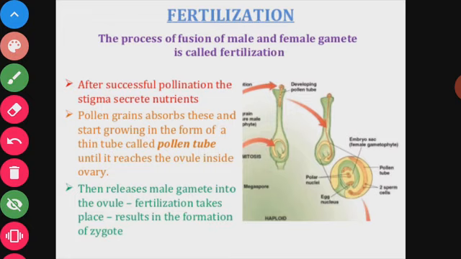After successful pollination, the stigma secretes nutrients. Pollen grains absorb these nutrients and start growing in the form of a thin tube. That tube is known as the pollen tube, and it grows until it reaches the ovule. Then it releases the male gamete into the ovule. Fertilization takes place, and this fertilization results in the formation of a zygote. This I have discussed in the previous lecture. Today I will discuss fruit and seed formation.